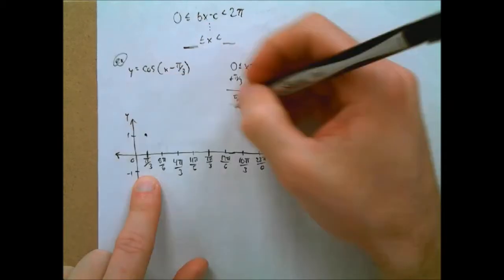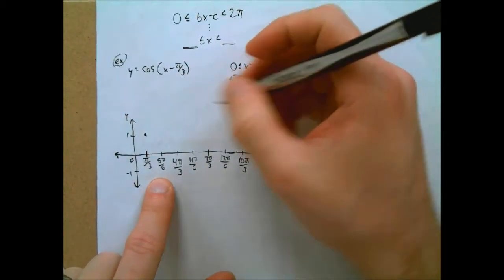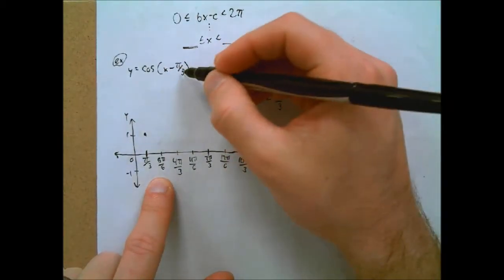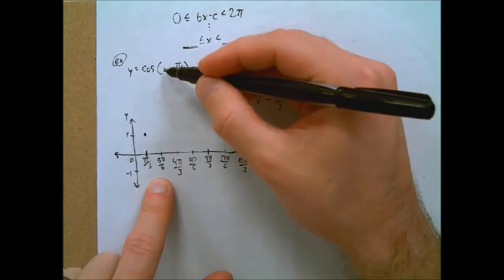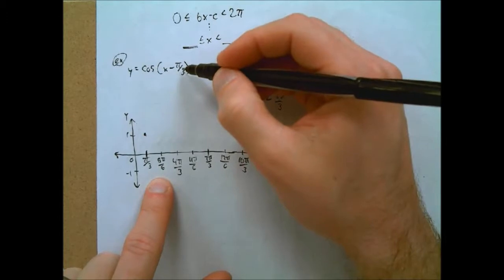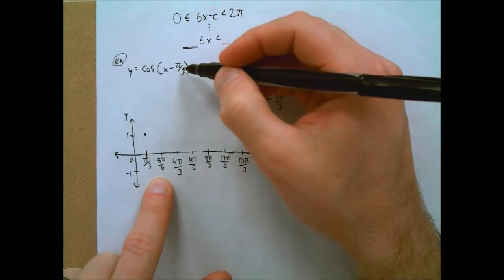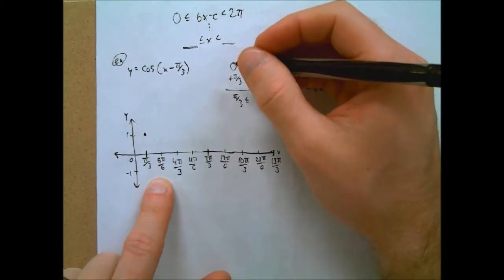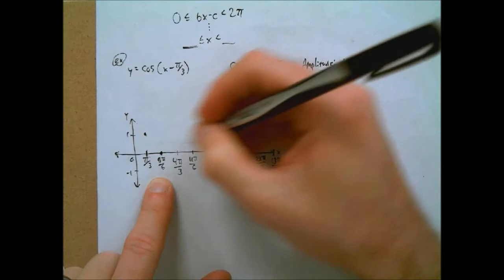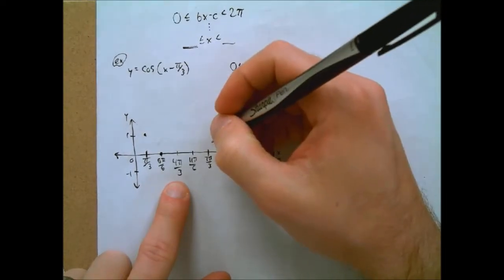Plug in 5 pi over 6. Now this one's a little bit trickier. But 5 pi over 6 minus pi over 3. Remember, pi over 3 is 2 pi over 6. So 5 pi over 6 minus 2 pi over 6 is 3 pi over 6. But what's 3 pi over 6 simplified to be? Pi over 2. What's cosine of pi over 2? 0. Right? And then guess what cosine of 4 pi over 3 is going to be? It's going to be negative 1.